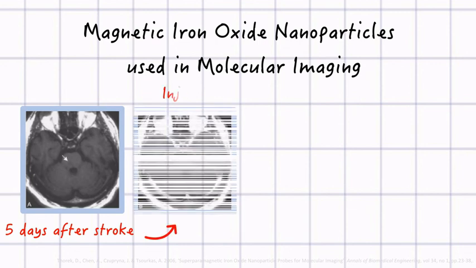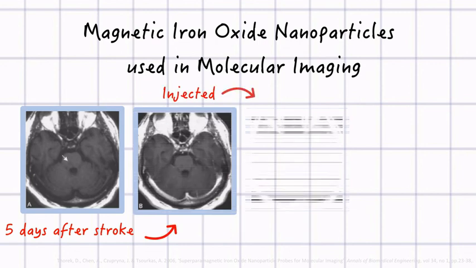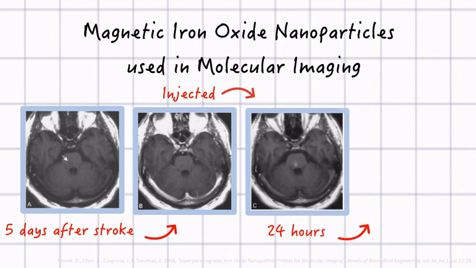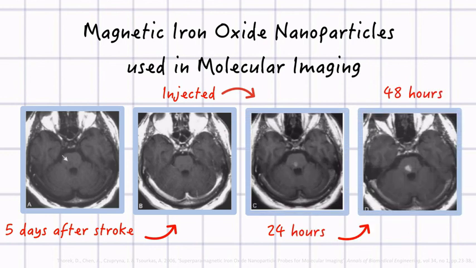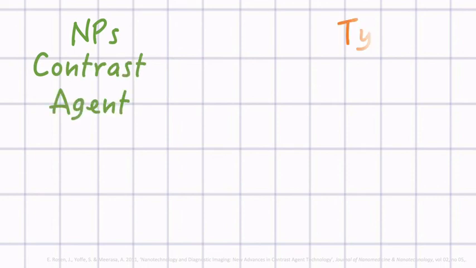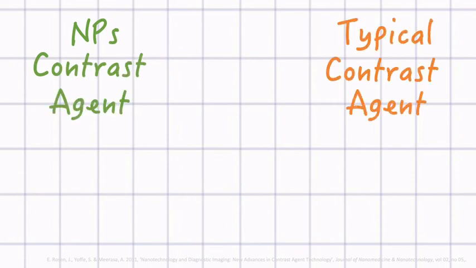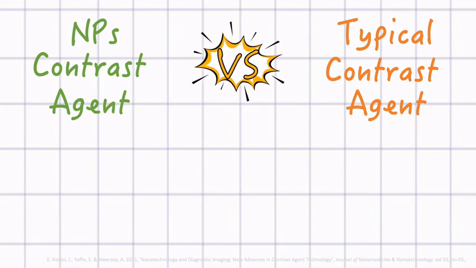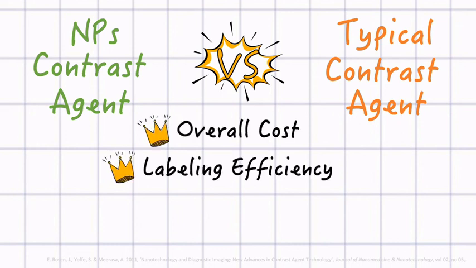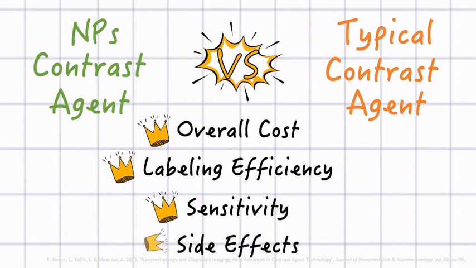Superparamagnetic iron oxide nanoparticles have demonstrated their utility as an important tool for enhancing magnetic resonance contrast. They allow researchers to monitor not only anatomical change, but physiological and molecular change as well. Compared to typical contrast agents, there are many advantages of using nanoparticle contrast agents in medical imaging. Nanoparticles surpass typical contrast agents in many aspects, such as overall cost, labeling efficiency, sensitivity, and low side effects.